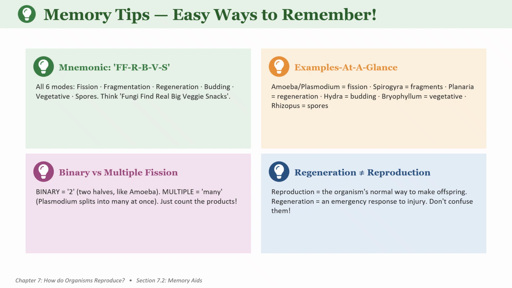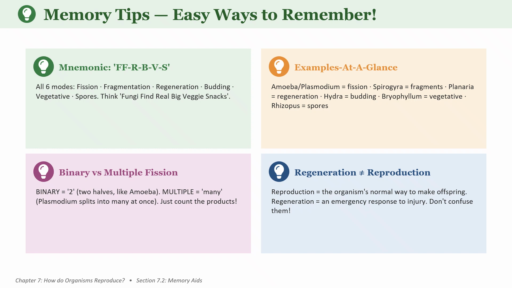Next, we are going to see memory tips and easy ways to remember. Let's see the mnemonic for all these six modes of asexual reproduction. FFRBBS. The two Fs stand for fission and fragmentation, R is regeneration, B is budding, and then vegetative propagation and spores. Here is the sentence: Fungi find real big veggie snacks. Can you relate it, children? Fungi find real big veggie snacks.